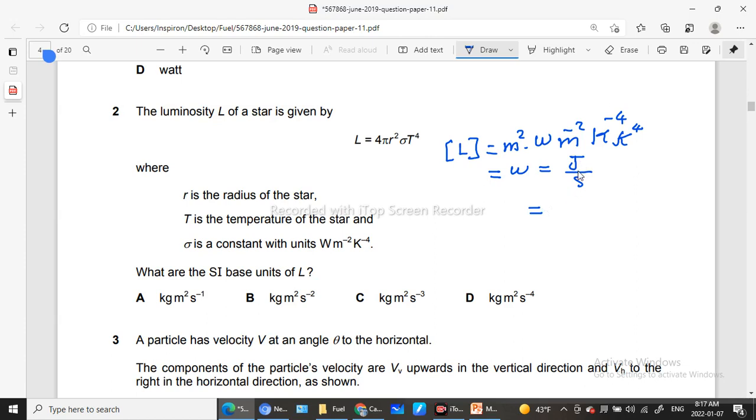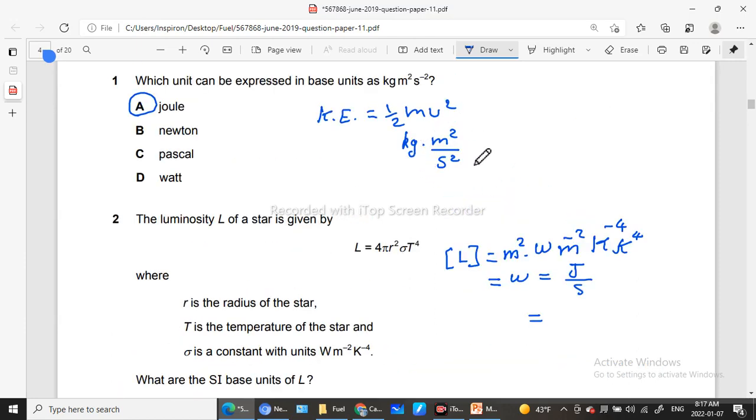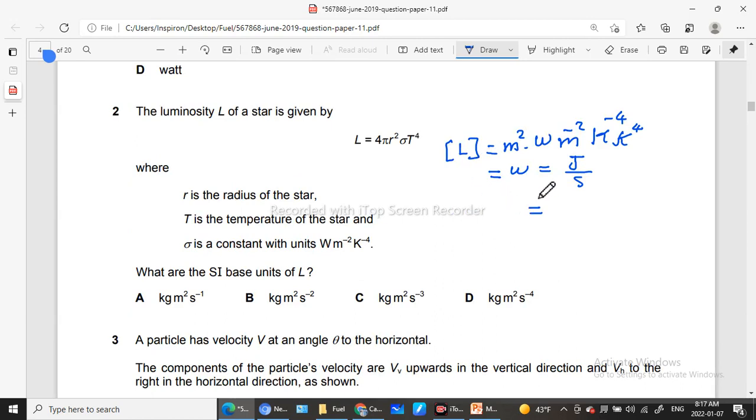The base units for energy, joule, as we see here, is kilogram meter squared per second squared. Kilogram meter squared per second squared, and we have here a second. So kilogram meter squared per second cubed.